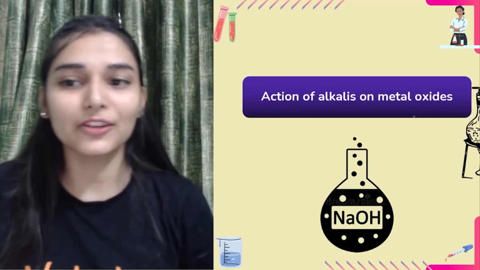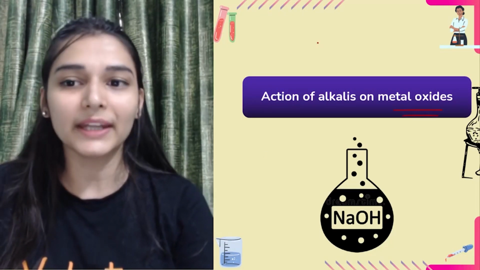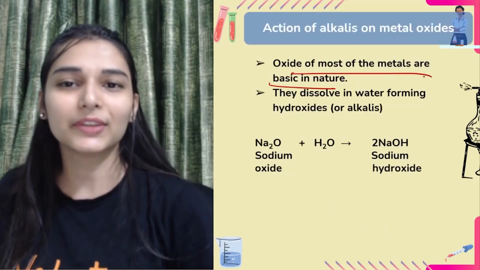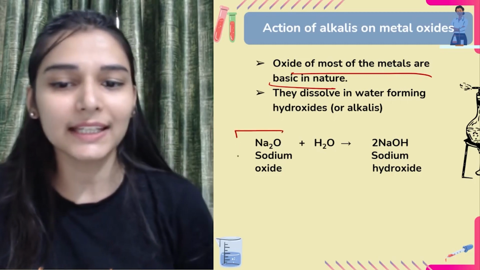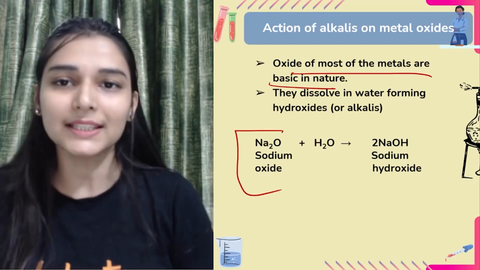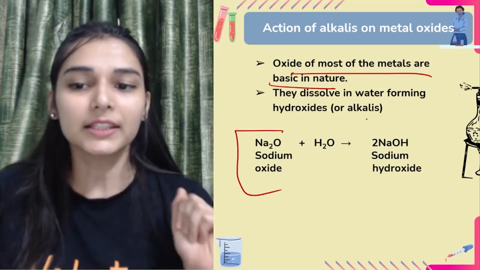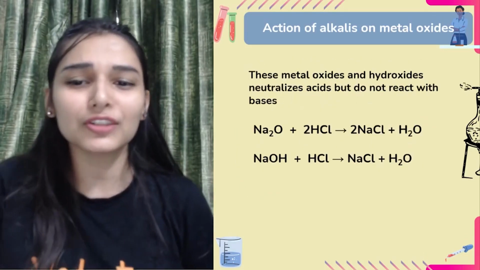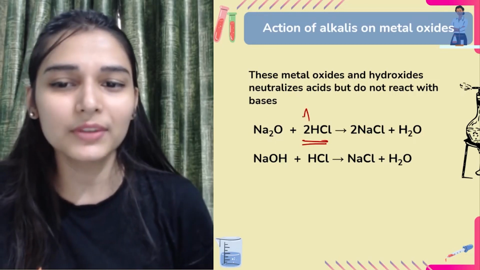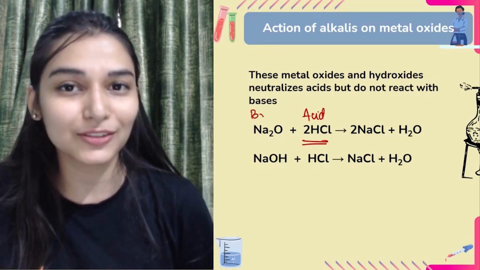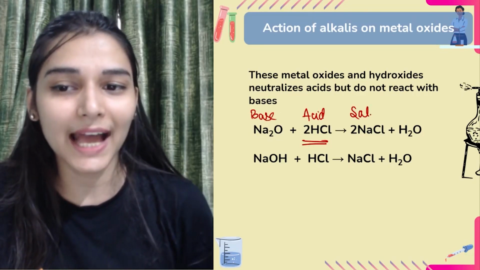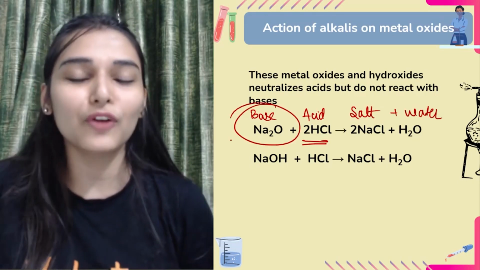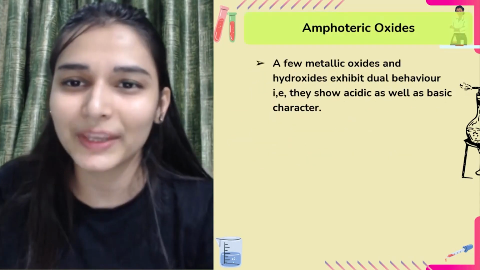Action of alkalis on metal oxides. Just like metals, metal oxides are also generally basic in nature. How can you confirm that? Take sodium oxide. Now you know it is basic because in water it would produce a base like sodium hydroxide, or you can also treat it with an acid. So we know that acid and base react to give us what? Salt and water. So that's a sort of neutralization reaction. It confirms that sodium oxide is acting as a base here.